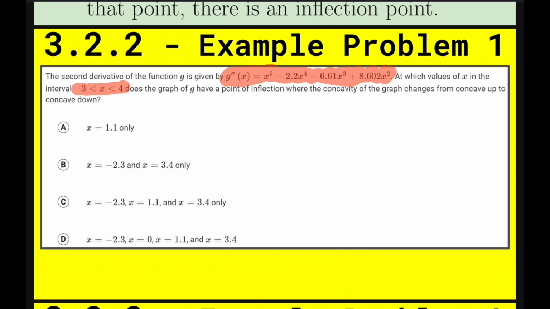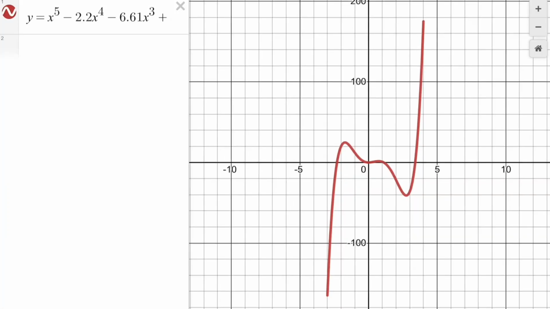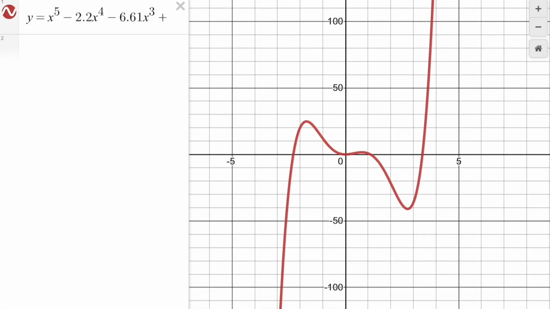In order to do this, we're actually going to need to graph this out. There's no way to actually solve this by hand, so we're going to need to throw this in a calculator to figure out this answer. So that's what we're going to do right now. All right, so here is a graph of that second derivative, and you'll notice that the second derivative is equal to 0 there, and there.